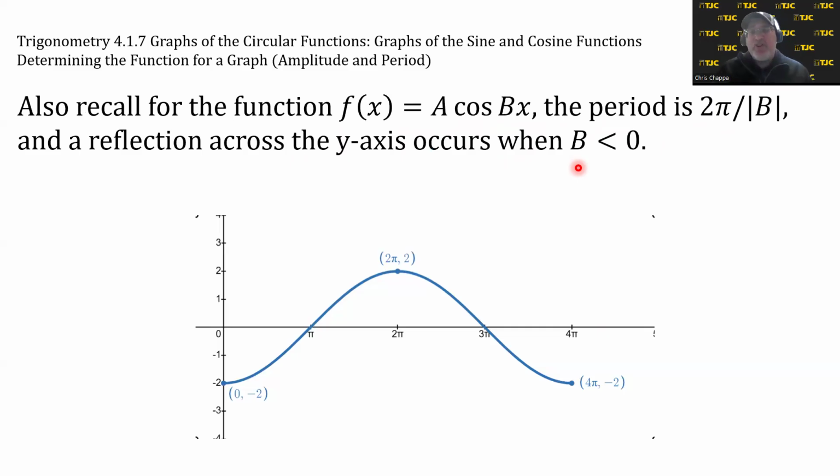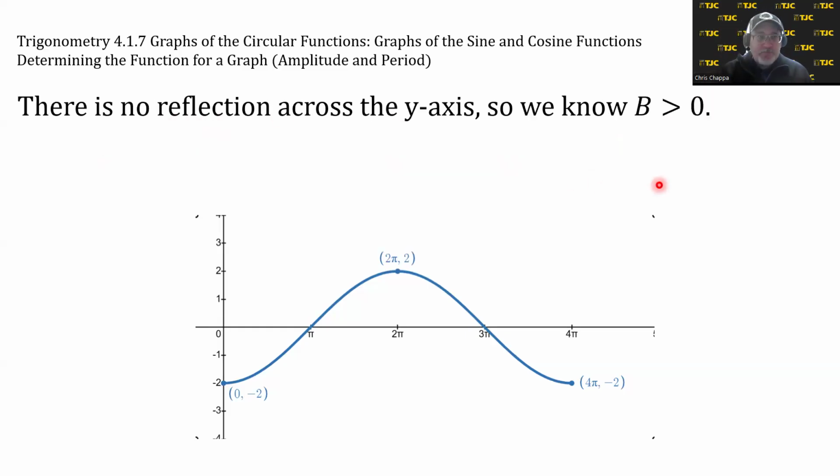Also recall for the function f of x equals a cosine of bx, the period is 2 pi divided by the absolute value of b, and a reflection occurs across the y-axis when b is less than 0. There is no reflection across the y-axis, so we know b is greater than 0.